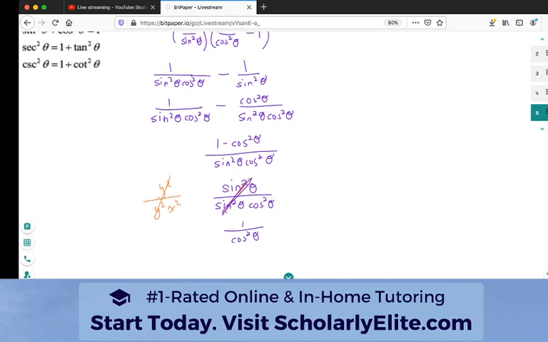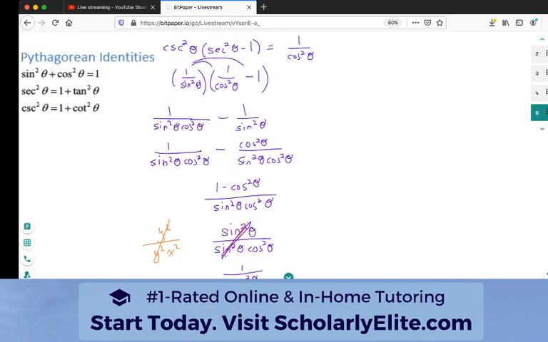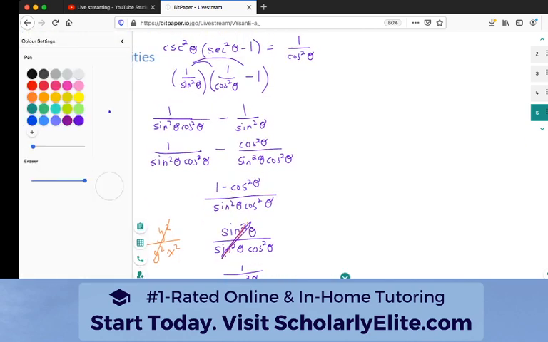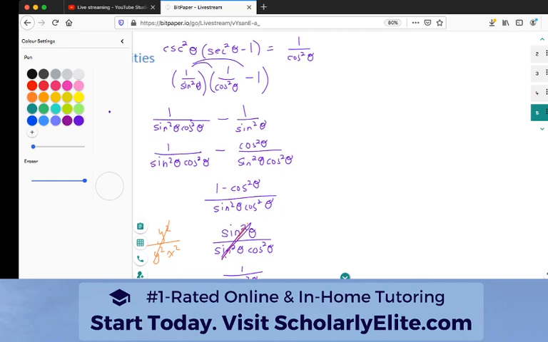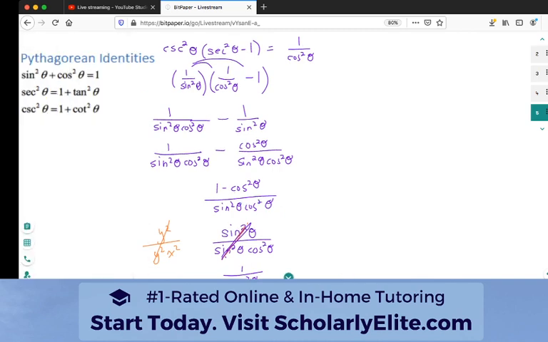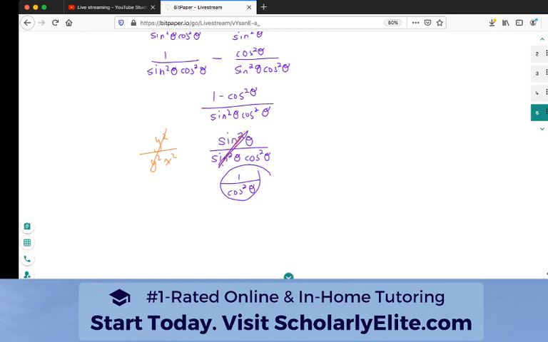Let's refer back to over here. Pretty sure that's what we were trying to do from the beginning. The whole point of this was to make this equal to 1 over cos squared theta, which we did. And if we want to further simplify this, it actually equals 1 over secant squared theta. But we don't need to worry about that. The point is that we made them equal.